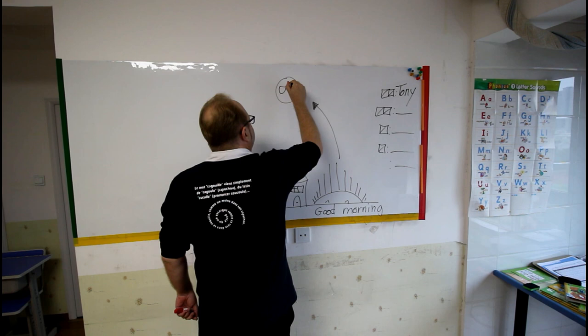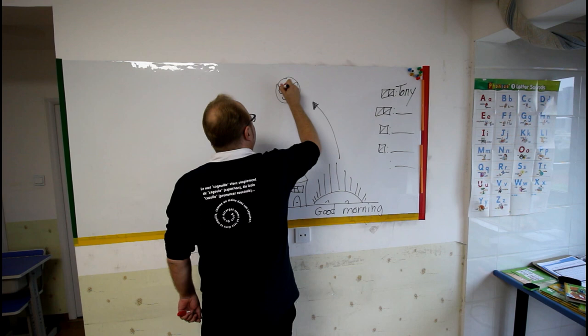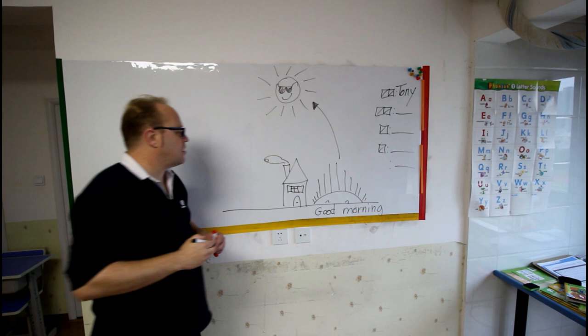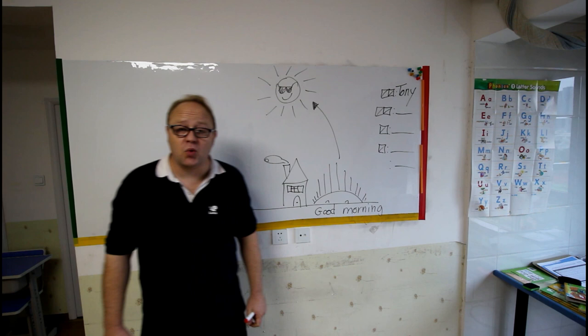Oh. Okay, well, that's a cool sun. Yeah, no, he's not cool, he's hot, in fact. So that's why he's got sunglasses. Yeah, so here the kids can guess, all right, that's the morning. So how about here, in the afternoon, what do you do in the afternoon?